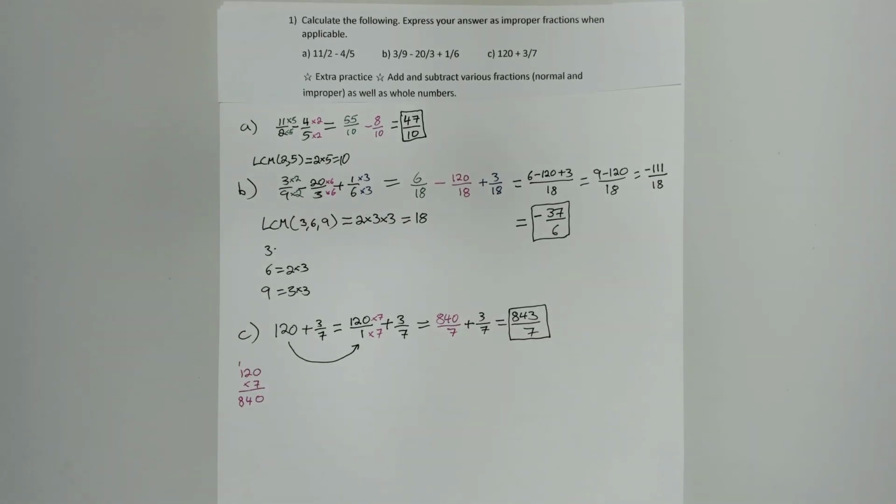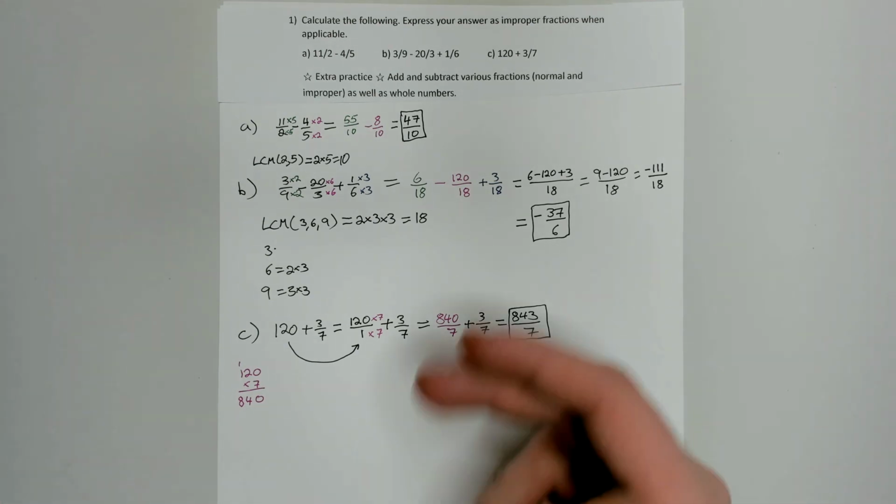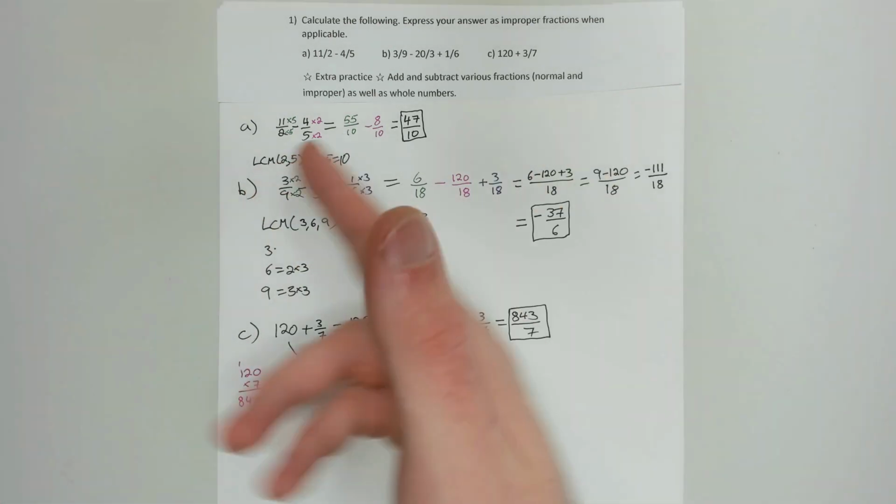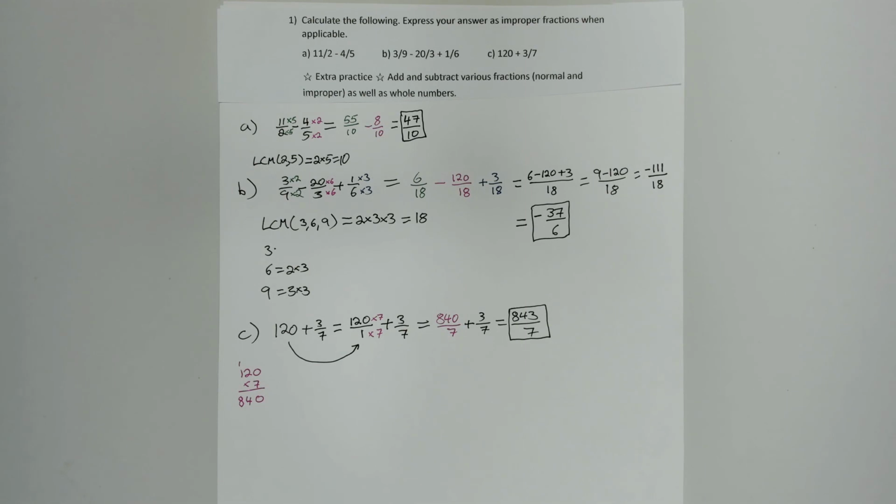And if you'd like some extra practice with that, just choose your own fractions. Could be normal ones like 4/5 or improper ones like 11/2, or choose some whole numbers as well like 120, and then just practice adding and subtracting them with each other. You're going to get various common denominators, and you're going to see various scenarios, and you're going to get a good amount of practice with this.